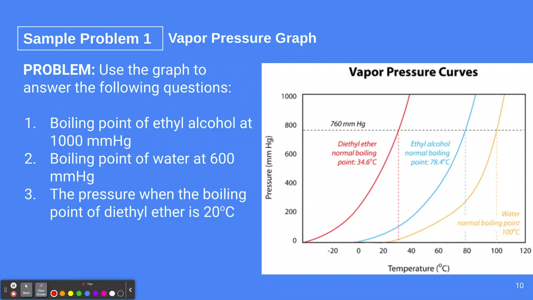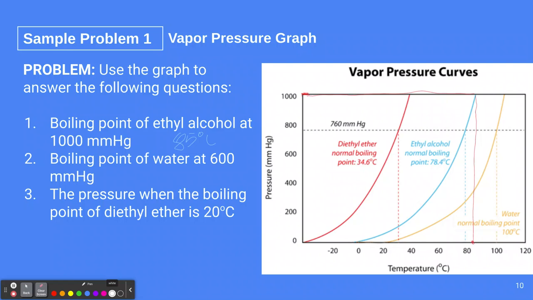All right, so let's go through the answers. Number 1, boiling point of ethyl alcohol at 1,000 millimeters of mercury. So what I'm going to do here is go across. I'm up here at 1,000 millimeters of mercury. I'm going to go across till I hit my ethyl alcohol line. I'm going to come down here. Oops, trying to draw as straight as I can. And I'm going to get right there. I would say that answer there is probably around 85 degrees Celsius. Again, you have a little bit of room to figure out your answer. It wouldn't be exactly 85, but as long as you're close to 85, I'd accept that.